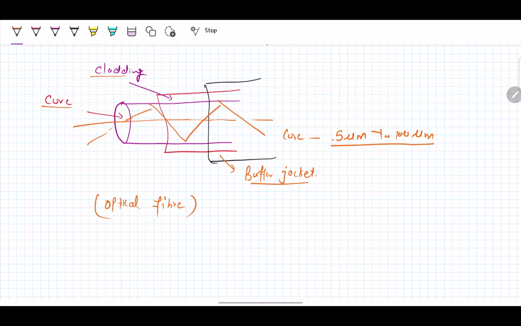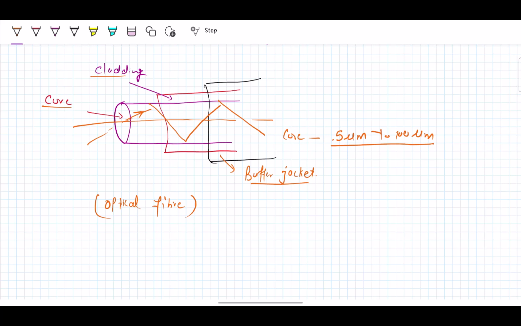And what about cladding? The second main component is cladding, and it is an outer jacket material surrounding the core, having a refractive index lower than the core, and cladding helps to keep the light within the core through the phenomenon of total internal reflection. Okay, so through this total internal reflection, cladding will help to keep the light within the core.